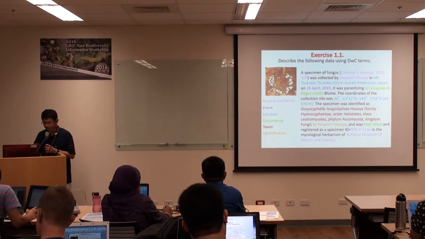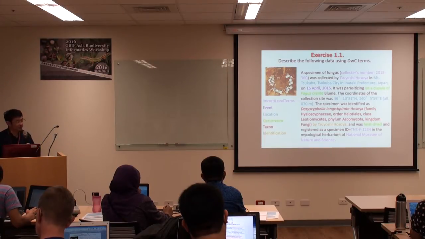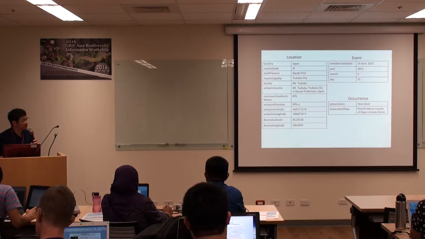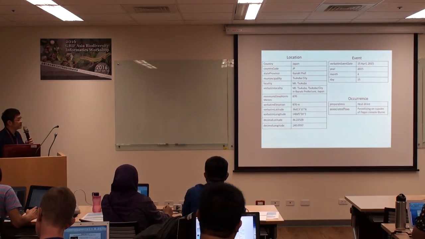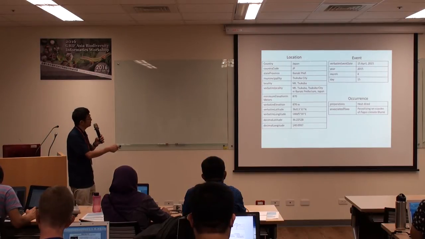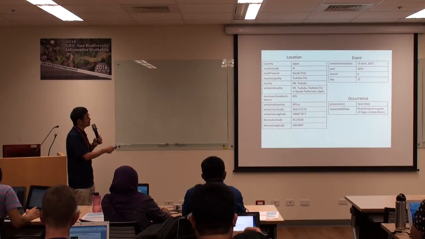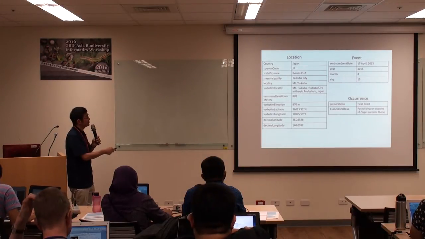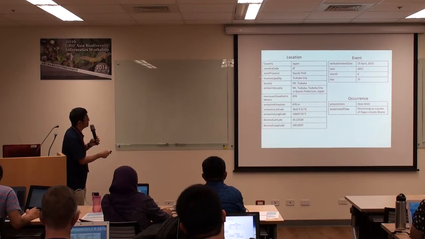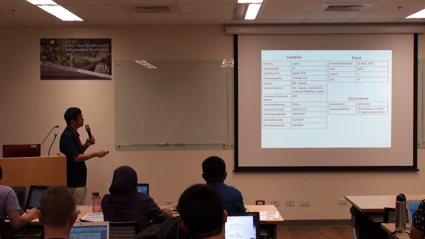And this is the catalog number. Okay, so if we use the Darwin Core terms, each of this information will be arranged in this way. About the location, Japan goes to country, and then country code is JP. This is internationally decided. State or province is Ibaraki Prefecture, Tsukuba City, and locality is Mount Tsukuba.